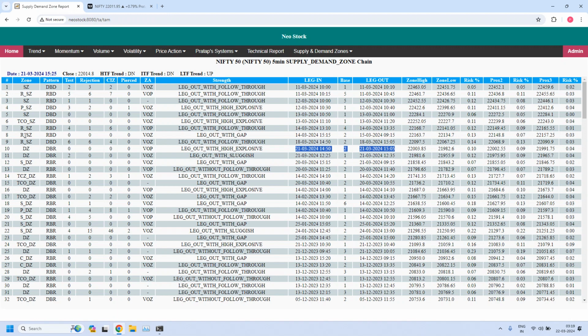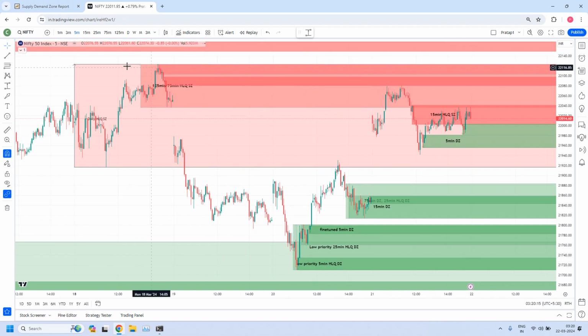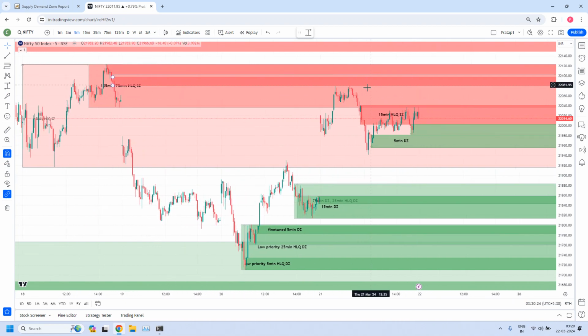And on 5 minutes, any supply zones they created? No, the previously created supply zone on the 9th, on 18th March, still remains held at the 5 minutes level. This is the high liquidity supply zone. 18.3, 14.50, this is the one. So this is the zone, the one we have drawn. At present, this is the only one.